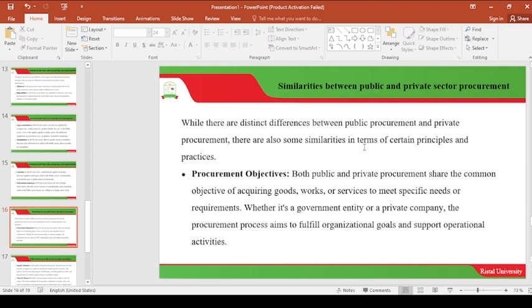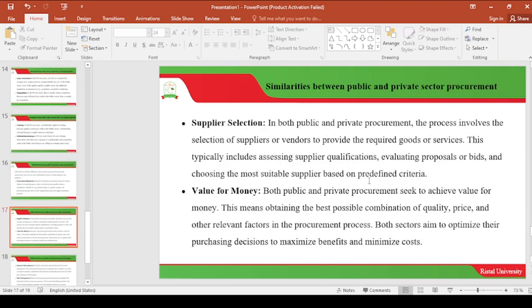Then also, if in the public sector their main objective is to attain a certain level of services, all they need is to acquire the goods and services that will make them attain that service level that they want to attain. So both of them have a common objective of acquiring goods and services.